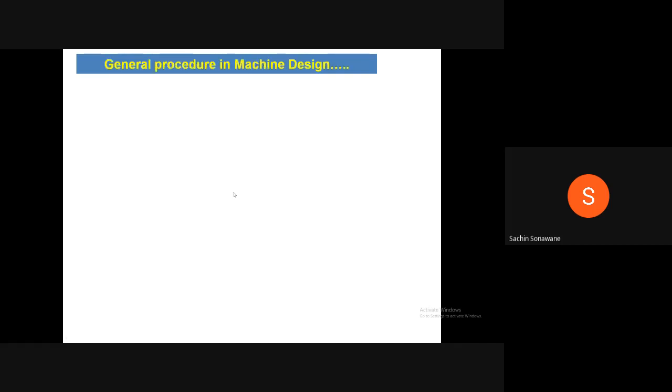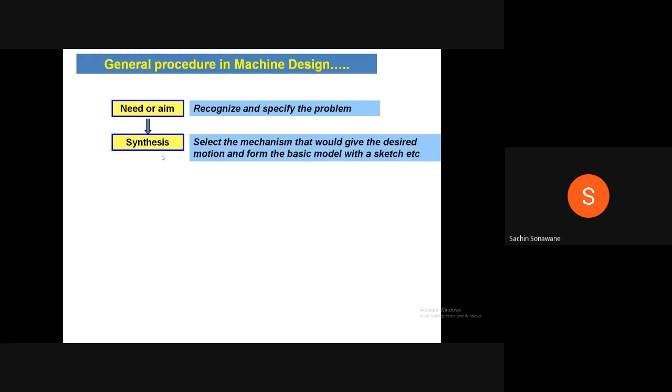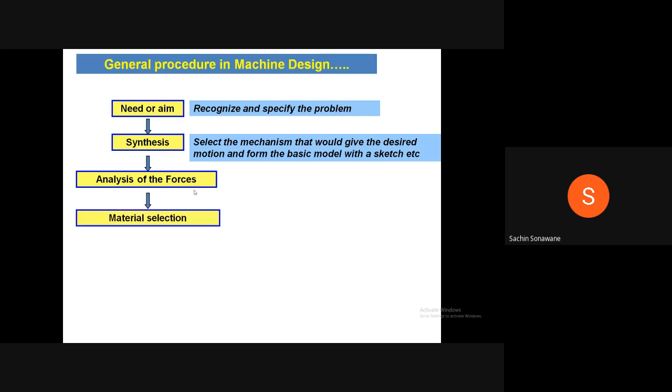Now, general procedure in machine design. First is need or aim. This need we are collecting from the market. Recognize and specify the problem. Next, second step is synthesis. Select the mechanism that would give the desired motion and form the basic model with a sketch. Next is analysis of the forces. Next is material selection. Next is design of elements.